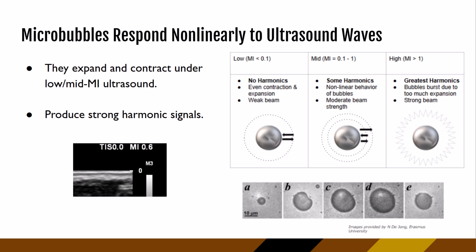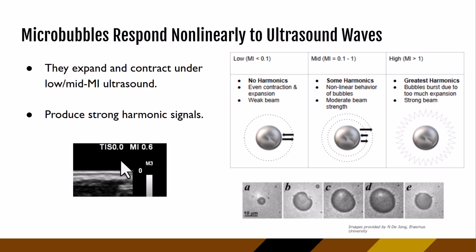So the manufacturers have gotten really good at figuring out how to hone in on these really strong nonlinear echoes, allowing us to use a contrast-specific imaging mode. So remember, it's very important to set up your machine correctly when you are using contrast agents. The biggest thing to keep in mind is what is your mechanical index. Remember that your mechanical index is something that we can see and monitor on our machine.